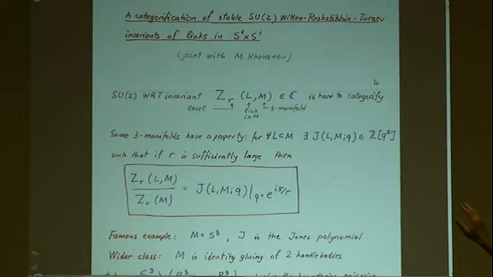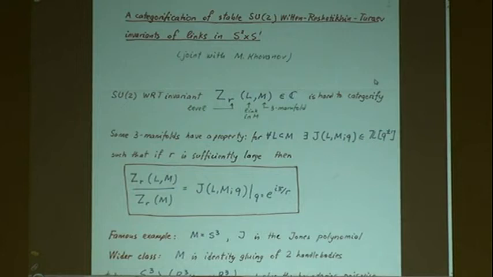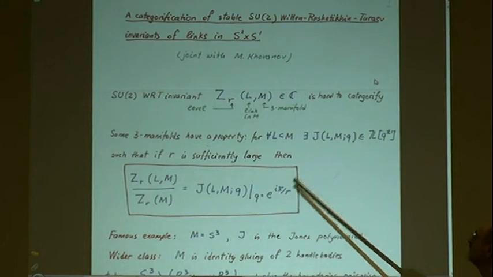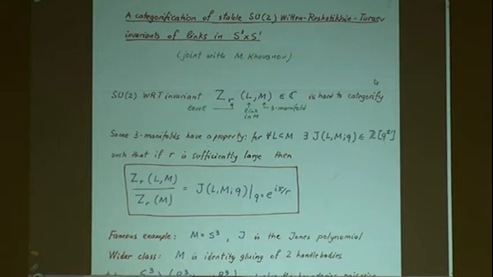However, some manifolds have the following property. For any link inside this special manifold, there exists a Laurent polynomial of a formal variable Q, such that when the level is sufficiently large, the ratio of the invariant with the link over the invariant without the link is equal to this polynomial evaluated at the root of unity. The most famous example of this behavior is a sphere, and in that case, J is known as the Jones polynomial, of course.